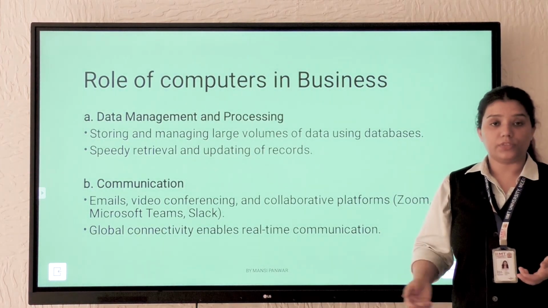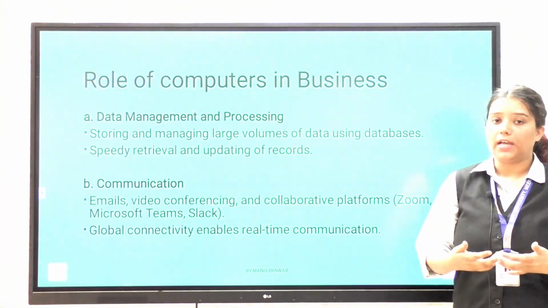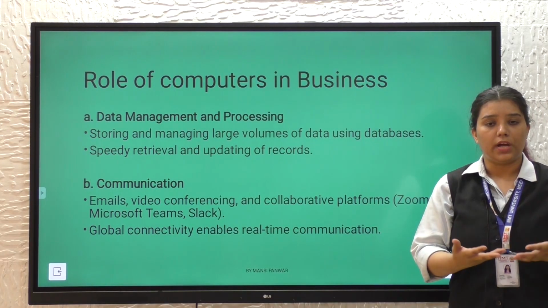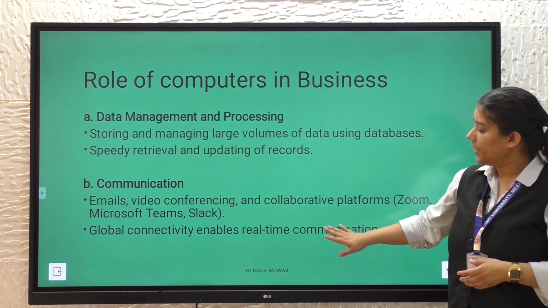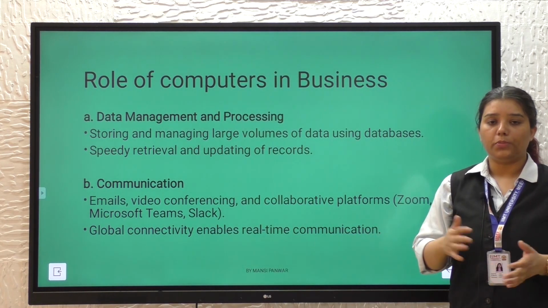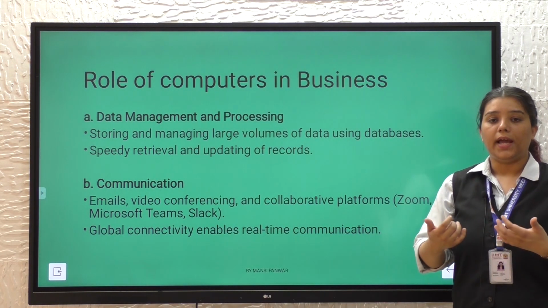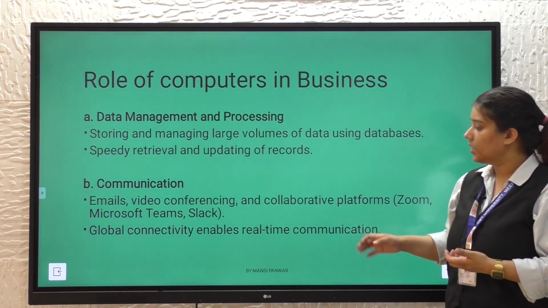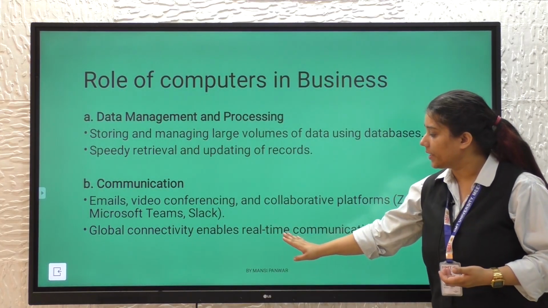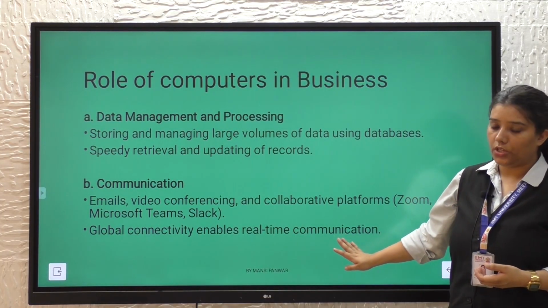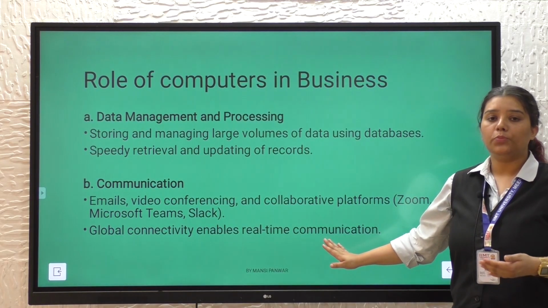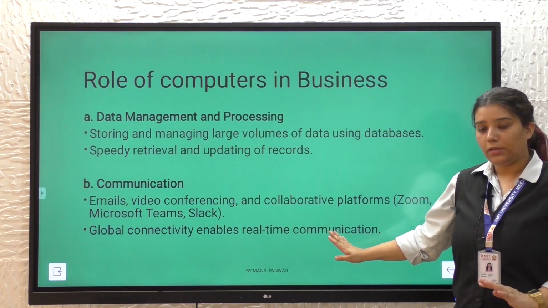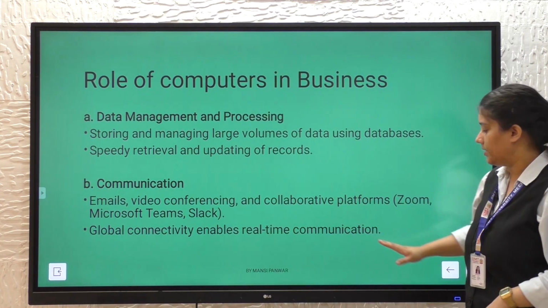Next is global connectivity enables real-time communication. That means if a company or an organization has its headquarters in foreign countries and has some branches here in India, then it is possible for them to communicate with all of its units, and they can also manage all the work from hybrid locations. So it is known as global connectivity enabling real-time communication. That means whenever there is a need for communication, at that time we can communicate with our organization.